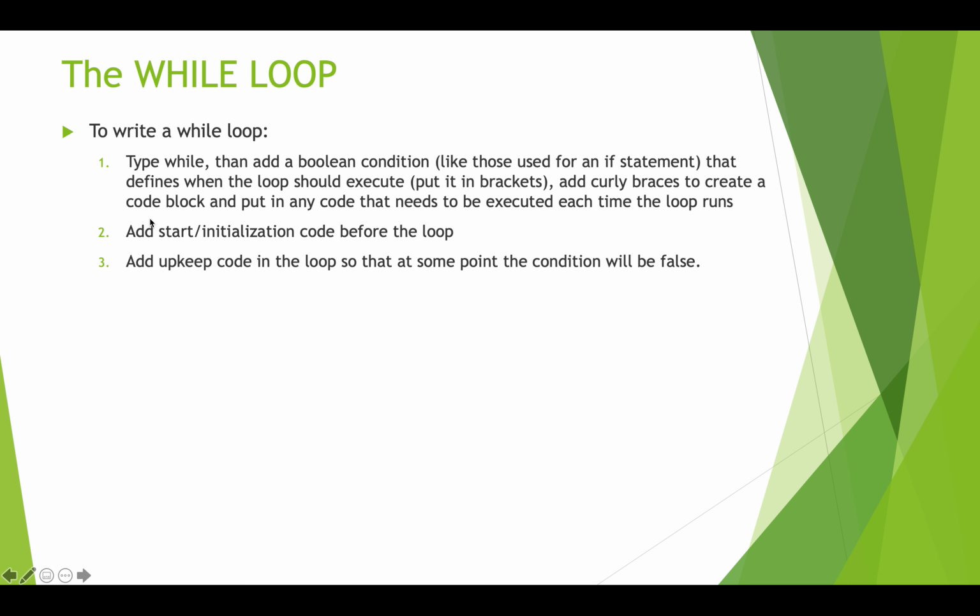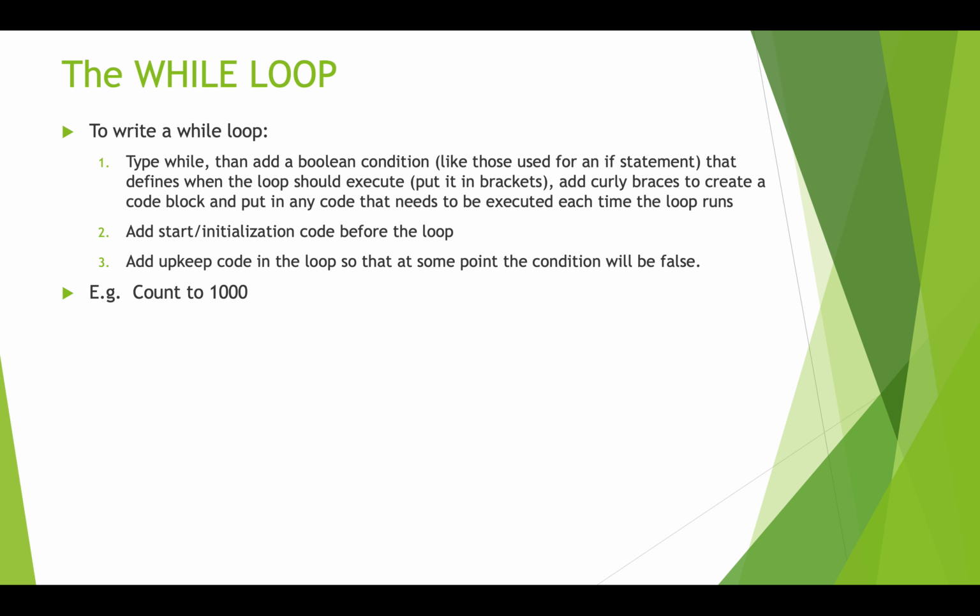You also usually need to add some start or initialization code before the loop to set up the things that are in the condition. And then you typically need something inside the loop, what we might call upkeep code, that will change things so that at some point the condition will be false. Otherwise, we'll have a loop that runs forever.